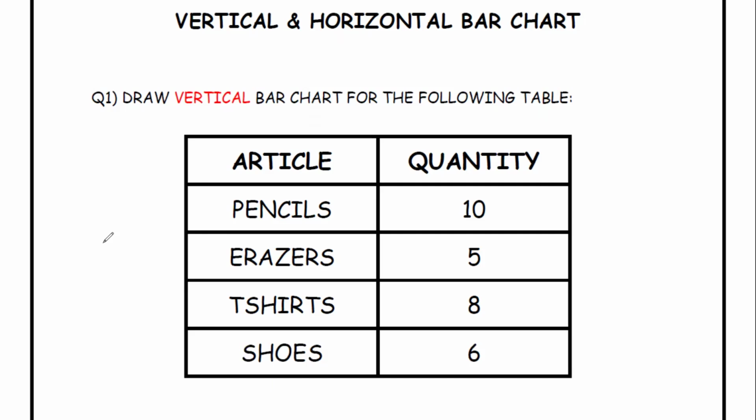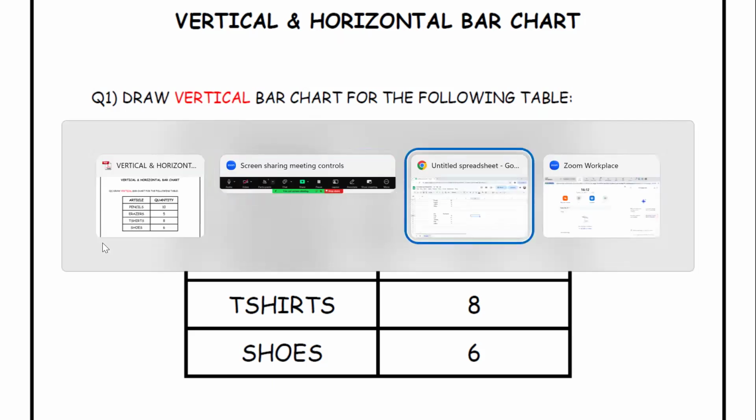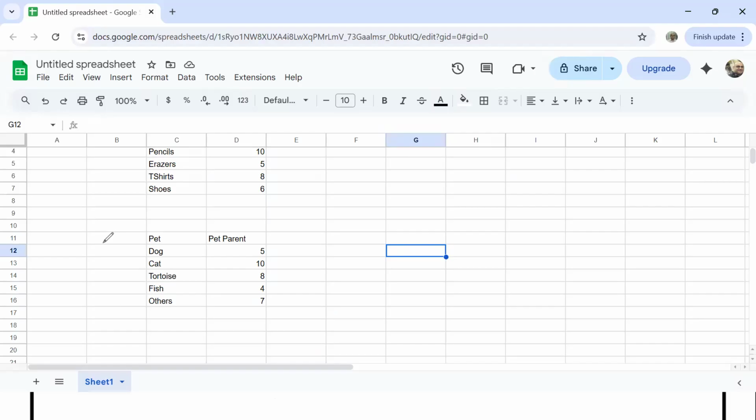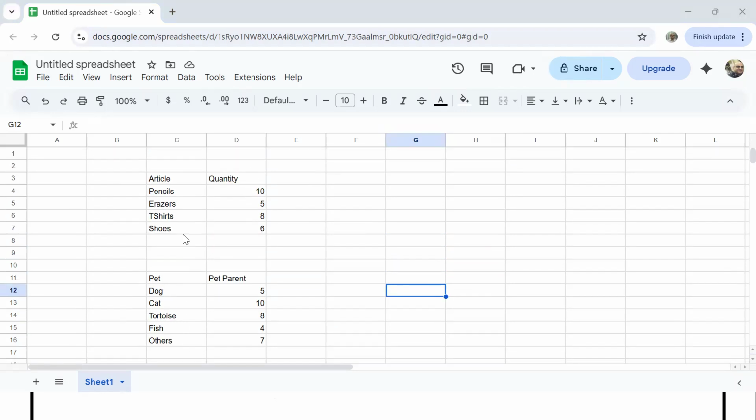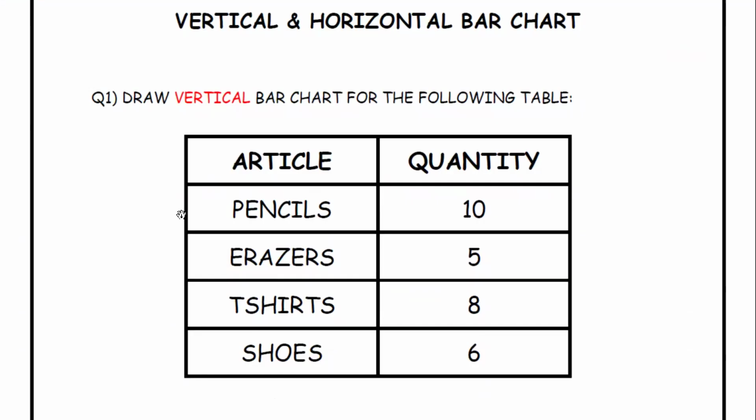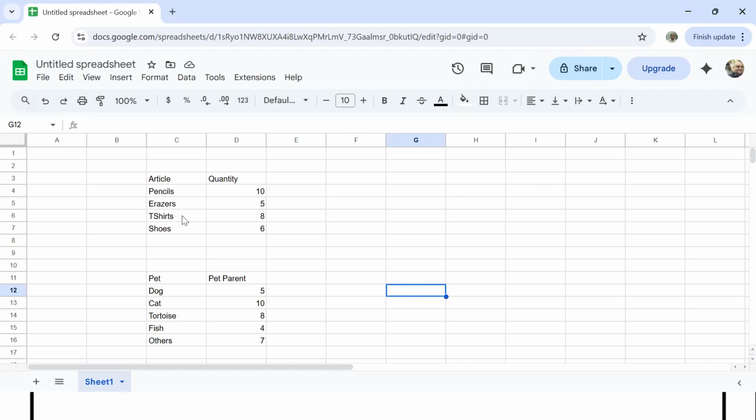In order to save time, I've already captured these on the Google Sheets, as you can see out here. Let's look at this first one. Article quantity: pencils 10, erasers 5, t-shirts 8, and shoes 6. This is what we have, and we have to draw a vertical bar chart. So you have to open Google Sheets and write it down exactly the way I've written it down.